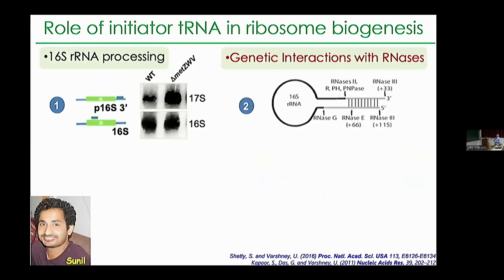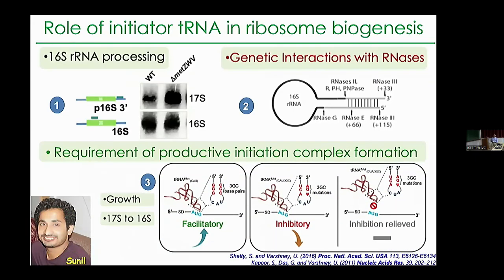So then he also did another genetic experiment, and he showed that for this final trimming, there is genetic interaction of the initiator tRNA with many of these ribonucleases which are involved here. What we mean by genetic interaction is that if you delete these ribonucleases, the problem is enhanced, and if you overproduce these ribonucleases, the problem is solved. They are rescued. So that was another experiment.